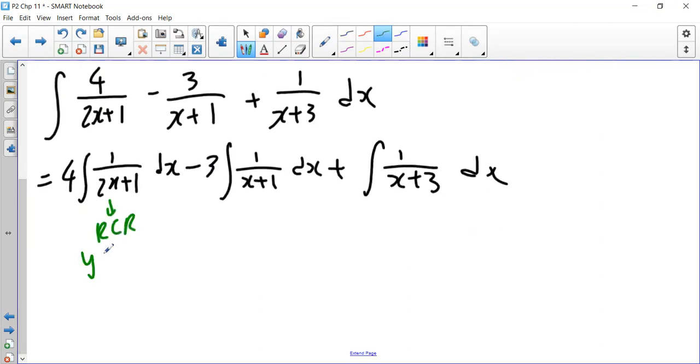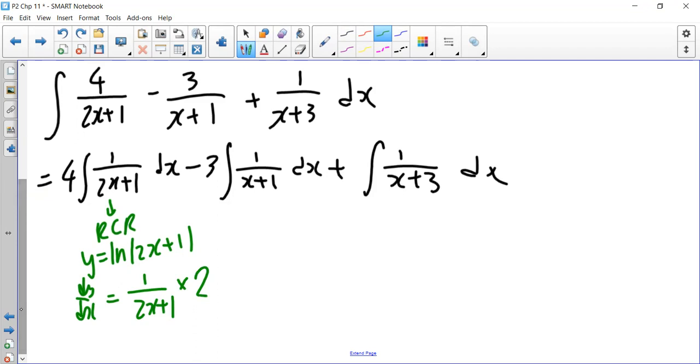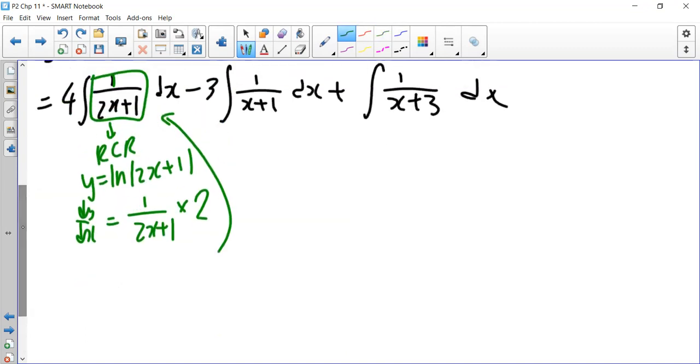So 1 by 1, the first one, I can do reverse chain rule in here. I let y be ln of the denominator, 2x plus 1. Let's differentiate that: differentiating ln gives 1 over, and differentiating inside gives a 2. So that's 2 over 2x plus 1. I compare with the question, it's only a 1 in there. So I have to multiply by a half in order to get to the original function.